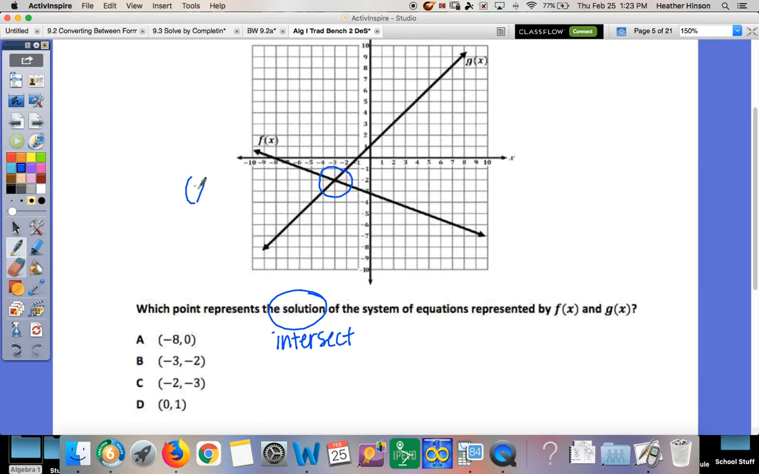So remember, it's always an XY point. So we do our x-axis first. And it goes left 3, so -3. And then it goes down 2, -2. So x is first, then y, which is going to be B.